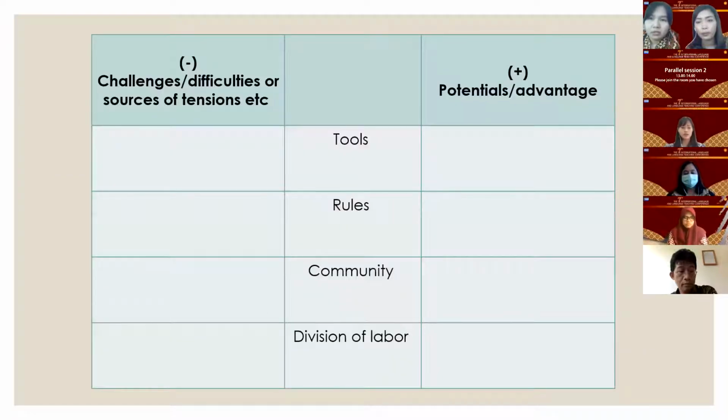All right. And then in this slide, before we go to the discussion, we would like to explain the findings and then the discussion through this table. In identifying the factors that act as roles in mediating the subject with the object, the researcher will explain 4 main factors, and those factors are tools, rules, community, and division of labor, which later show the 2 opposite poles as a result of mediating factors that describe the challenges or sources of tensions and the potentials or advantages.